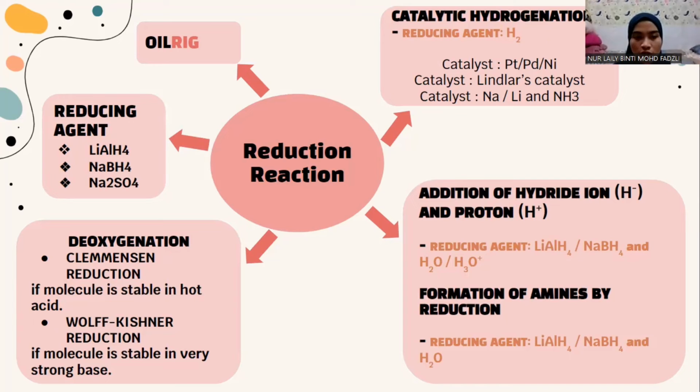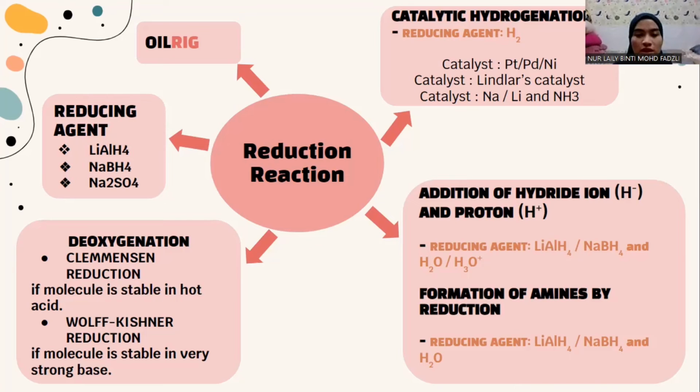For the formation of amine by reduction, we use a reducing agent such as lithium aluminum hydride or sodium borohydride and water. The first one, unsubstituted amide, will form primary amine. Monosubstituted amide will form secondary amine. Disubstituted amide will form tertiary amine, and the nitrile will form primary amine.